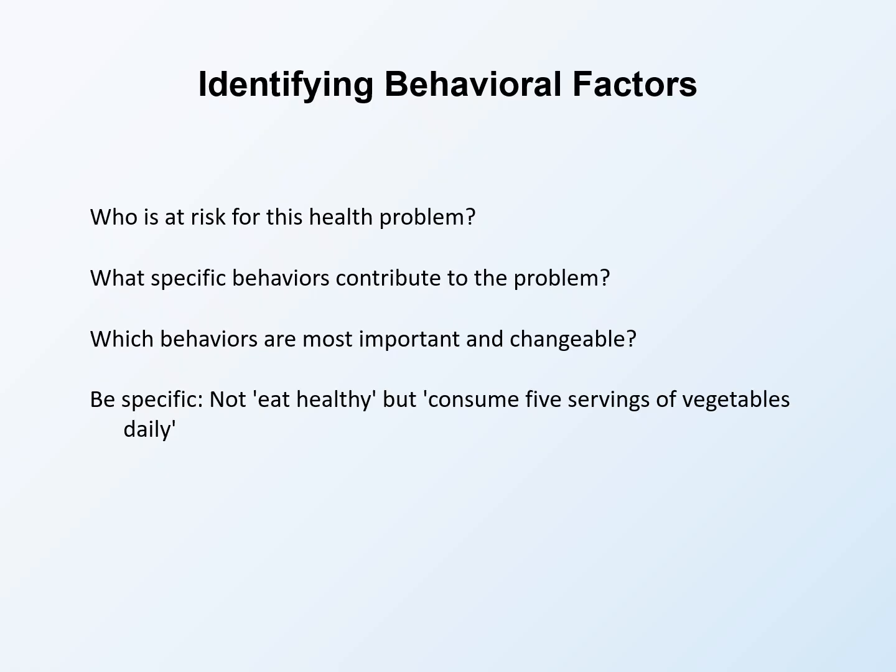Here's a crucial point. Be specific. Don't write "eat healthy" as a behavioral factor. That's too vague to be useful. Instead, write "consume 5 servings of vegetables daily," or "replace sugary beverages with water." Specific behaviors can be measured. They can be targeted with specific intervention strategies. Vague behaviors lead to vague interventions that don't work.